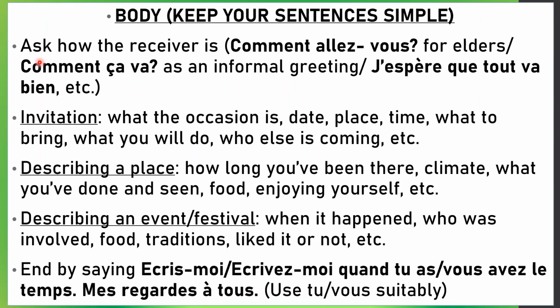Now, when you're talking about the body, what do you do in the body? That was all the technicalities of the format. You will have to ask how the receiver is, obviously. You cannot directly plunge into your topic. So if you're talking to an elder, you will say comment allez-vous? How are you? If you're writing to your friend or your brother, you cannot say comment allez-vous, that's too formal. You have to say comment ça va? How's it going? Or you can say ça va bien? with a question mark, an informal greeting. That is up to you to decide. Use your better judgment and decide whether you're writing to an elder or a peer.